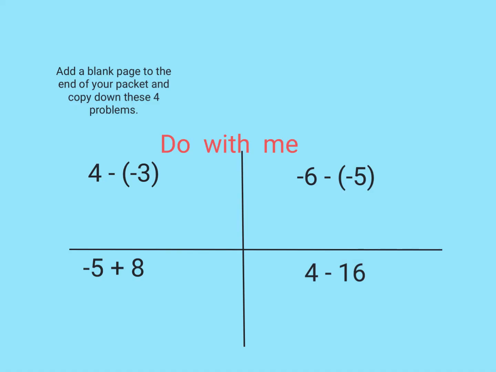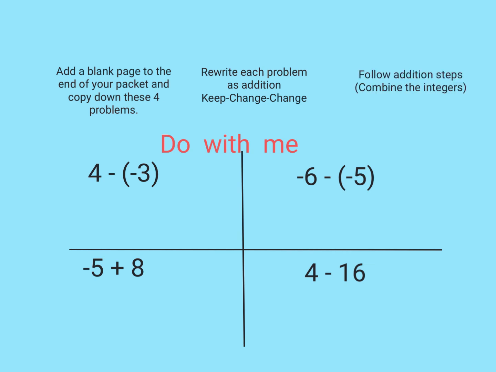All right, I want to do a few more problems together. So I want you to scroll to the end of your packet and add a blank page. We're going to do 4 more problems together. So go ahead and copy down these 4 problems. Once you've copied them down, we're going to rewrite each problem as an addition problem. We're going to do keep, change, change. Then we're going to follow the addition steps and combine the integers. Pause the video if you need to real quick, and we're going to work through them together.